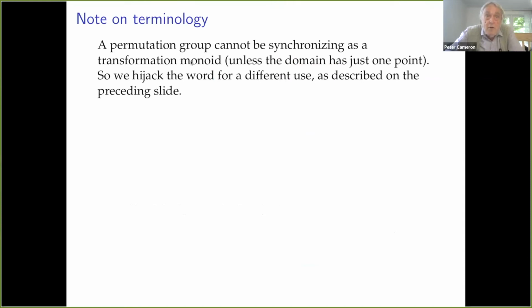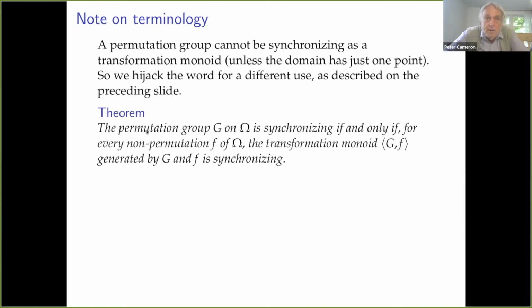The point is that if you have a permutation group, you can think of it as a transformation monoid, but it can't be synchronizing unless the domain has just one point, because all its elements are permutations. They're all bijections. There will never be anything that collapses you down onto a single point. So we're going to hijack the word synchronizing, and we're going to use it in the sense on the previous slide, but we need to explain what we're doing, and this is the theorem that explains it.